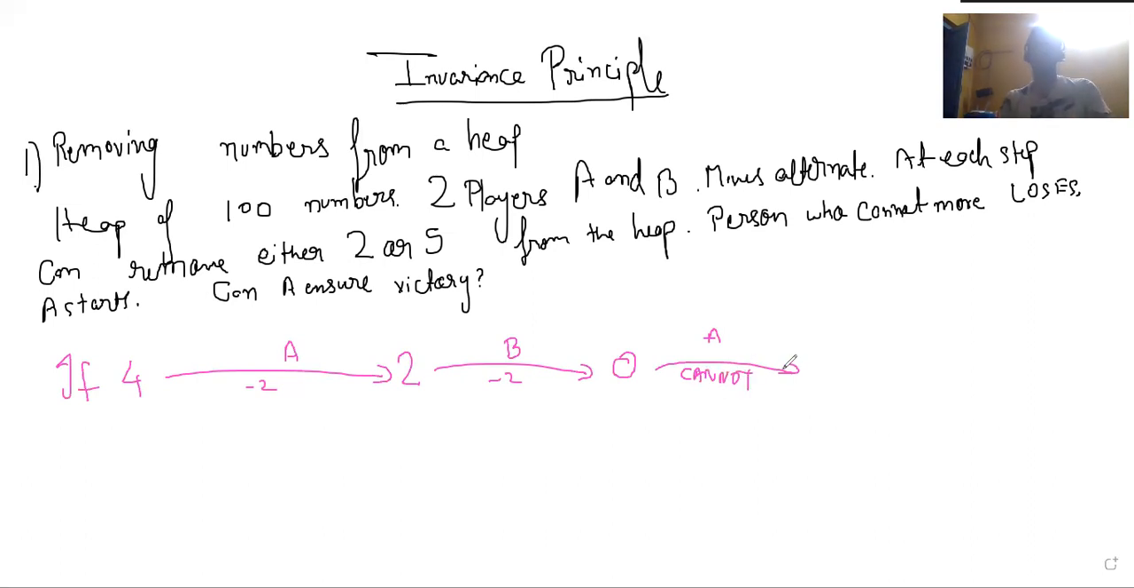A will lose. Does everybody understand this notation? It's a very powerful notation. From A, this represents A making the move, and -2 means he's removing 2 coins. So with 4, A will lose. Okay, Adish, you were saying something?